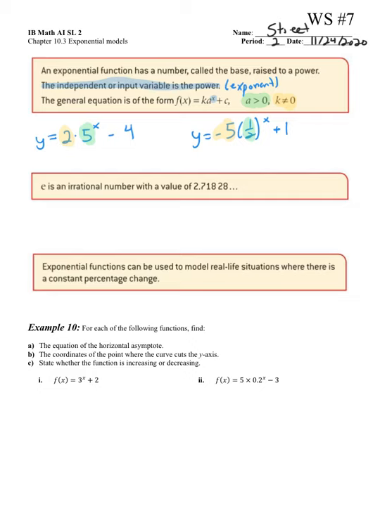e is an irrational number with the value of 2.71828, and then I think it goes 1828, 1828. It just keeps going on forever. We might remember this is just the form of e to the x, y equals e to the x. So e is a number, not a variable. That's the real key there.